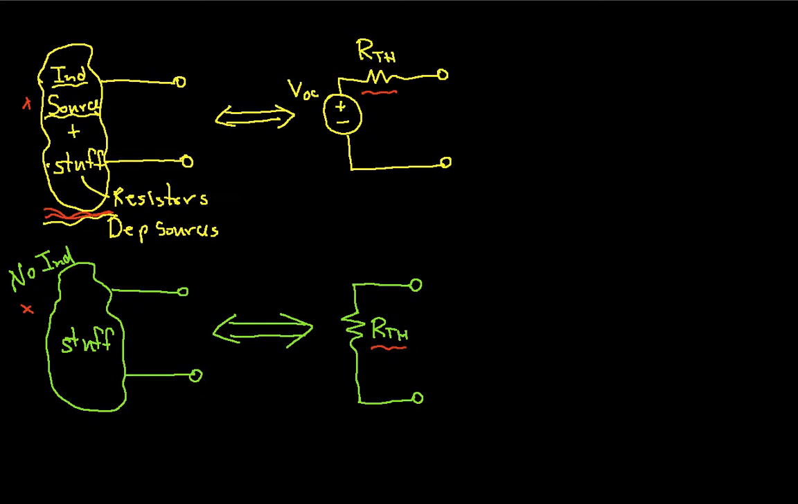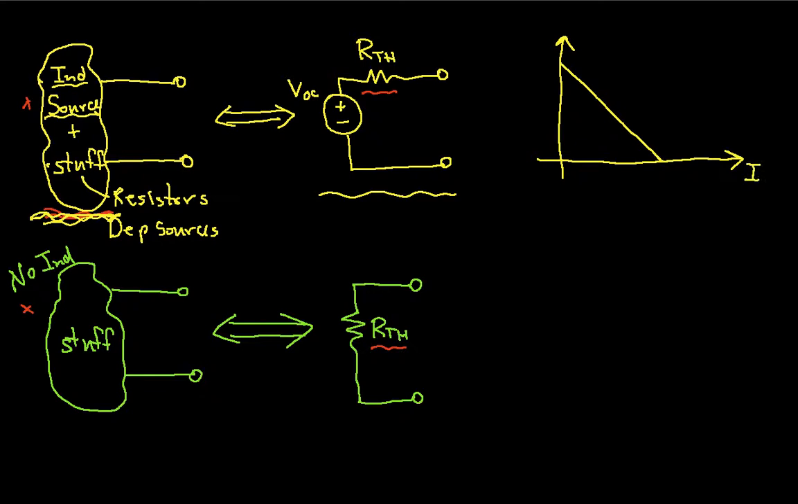So when I say that these two are equivalent, that is, this whole bunch of stuff and this single circuit with a source and a resistance, what I mean is that the voltage current relationship of the two are the same. If I draw the voltage current relationship of a source in series with a resistance, it looks like this. Okay, where the horizontal axis is current, the vertical axis is voltage.